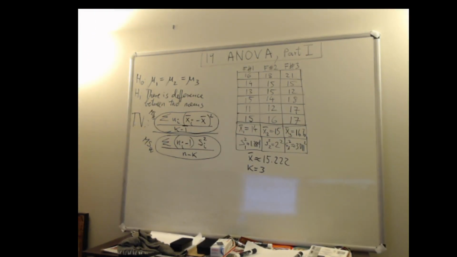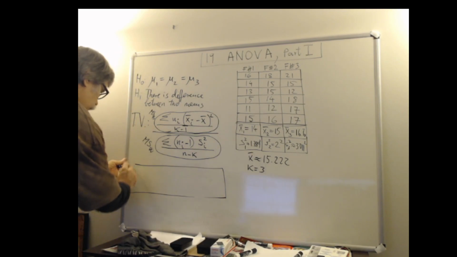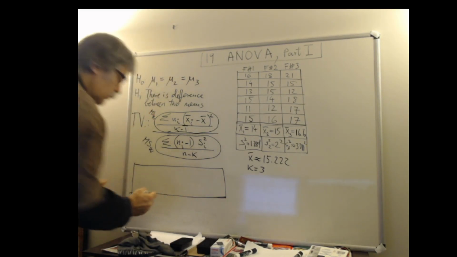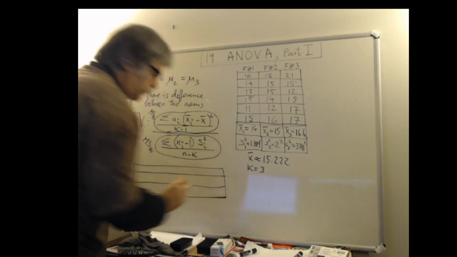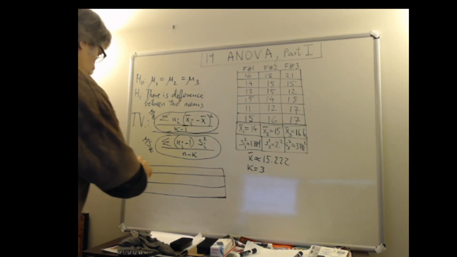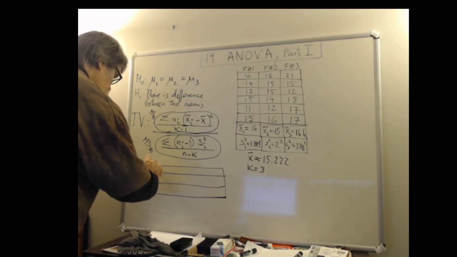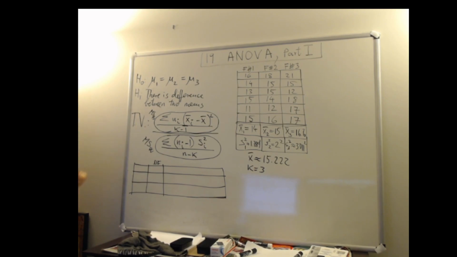So the summary table looks like this. We have a bunch of things that we're going to summarize. We're going to have the degrees of freedom. And we are going to have the two things, between the groups and within the groups.